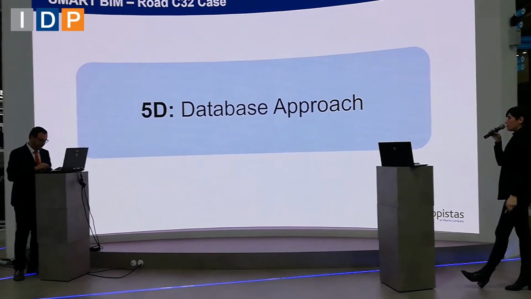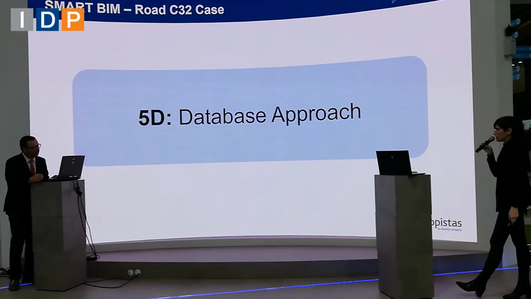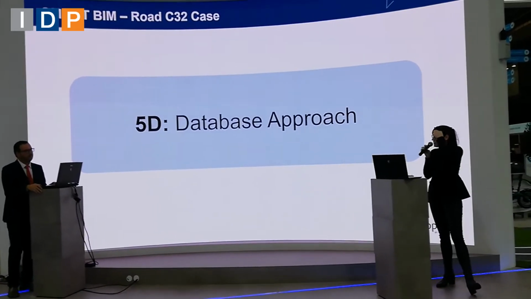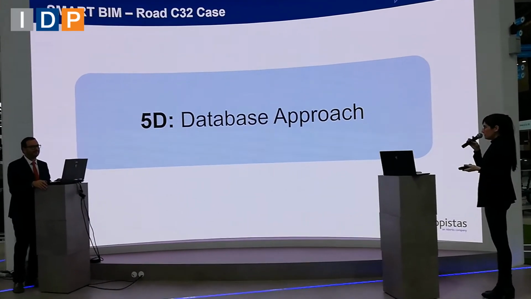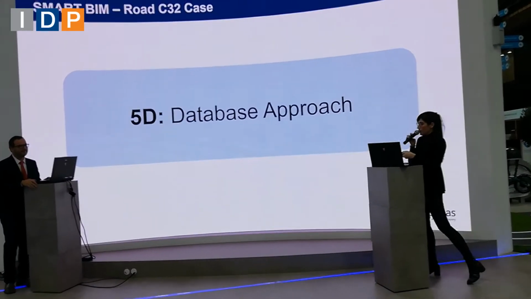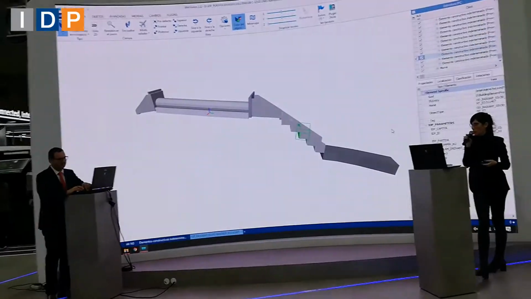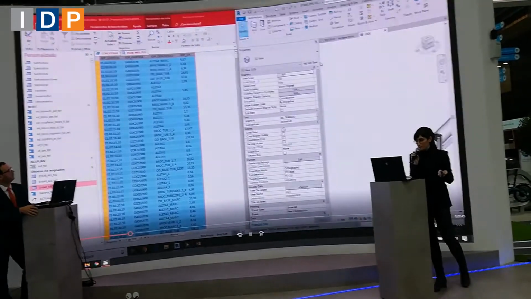Next bullet point. Maybe that one is the most interesting one, which is 5D. 5D is the acronym that is used for cost planning in BIM. Here, we did a database approach. Let's go to a small video we have prepared for you to explain what a database approach means.